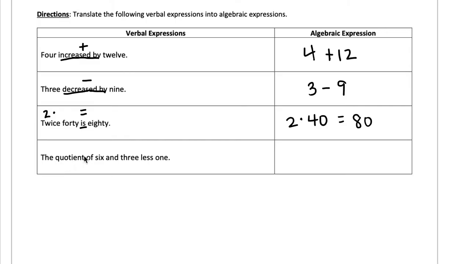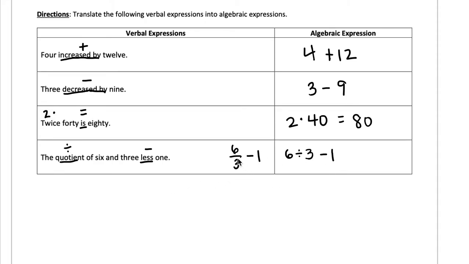And finally, we have the quotient of 6 and 3 less 1. So the quotient means we're dividing. And whenever we see quotient, we write it in the order that it comes in. So when I see the quotient of 6 and 3, that means I'm doing 6 divided by 3. You could also write it as 6 over 3. The next part of this says less 1, so we're taking 1 away. So I can either finish this statement by saying 6 divided by 3 minus 1, or like this.